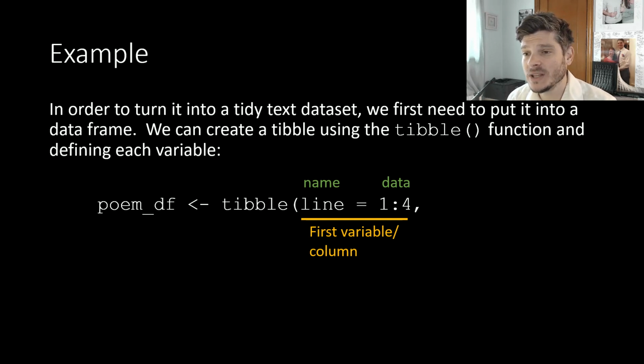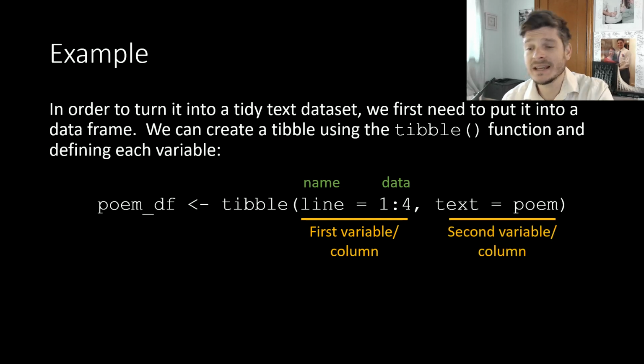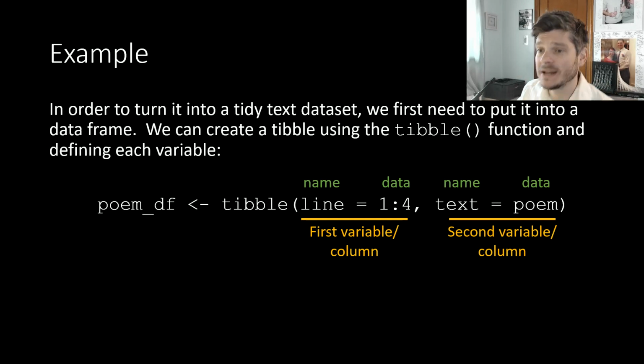Now, in this case, I know that the poem is 4 lines long, or at least the stanza that we're using. So I can just use that nice, neat colon operator to say, well, the lines are going to be the numbers 1 through 4. All right. So I'm going to have a column called line that tells me which line of the poem everything is from, and that's going to be the numbers 1 through 4. That'll be my first variable, or my first column in my data frame. And then my second column is going to actually contain the text of my poem. So I'm going to name that column text, and the data is going to come from, well, the poem that I have stored as my character vector.